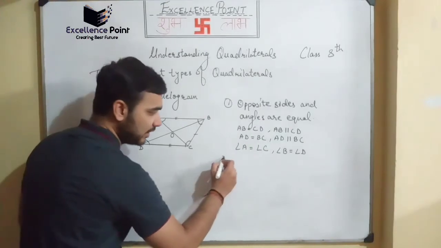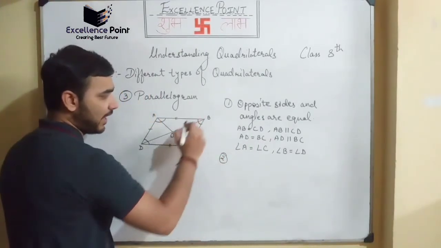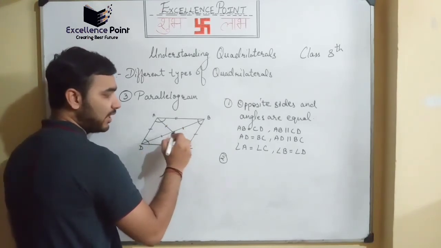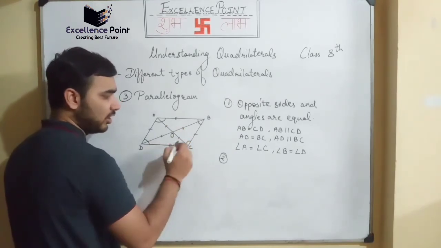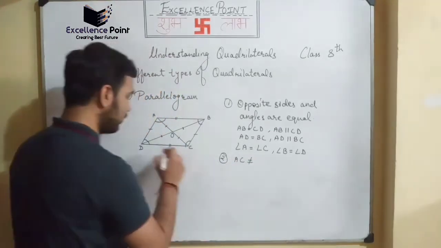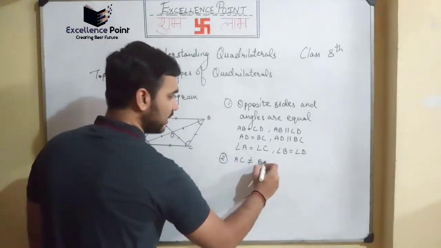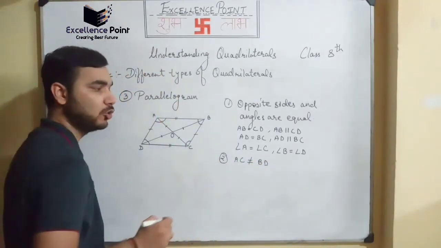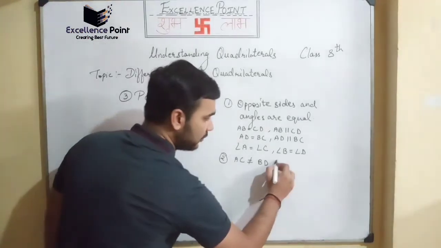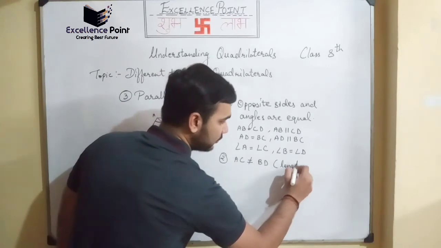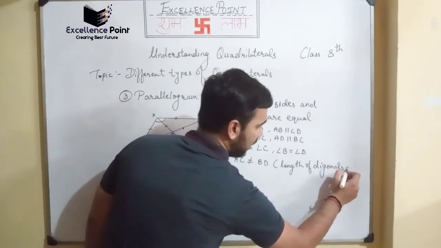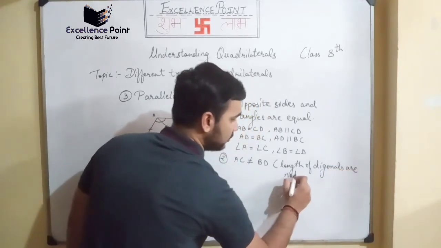Also, you will see that the diagonals bisect each other, but the length is not equal. So AC is not equal to BD. AC is not equal to BD means the length of diagonals are not equal. So we will write length of diagonals are not equal.